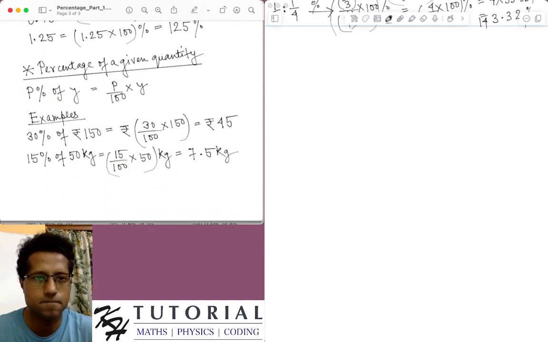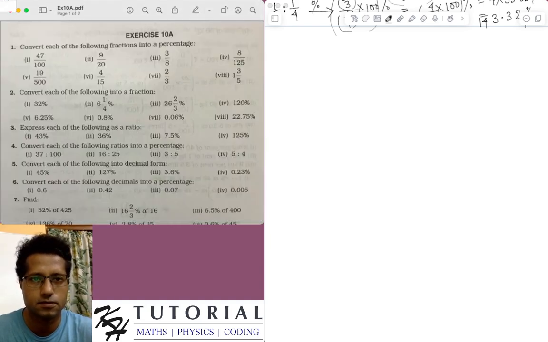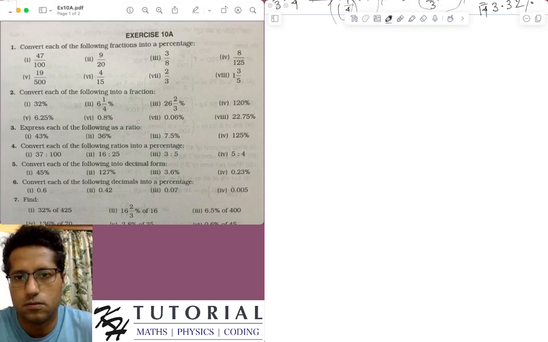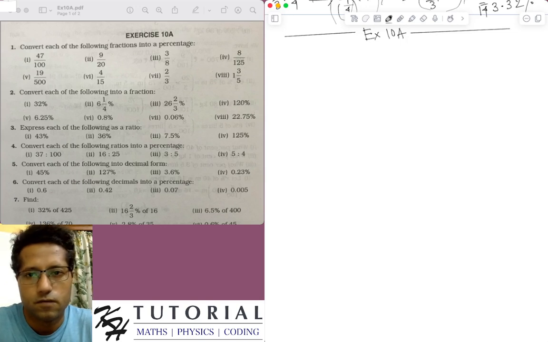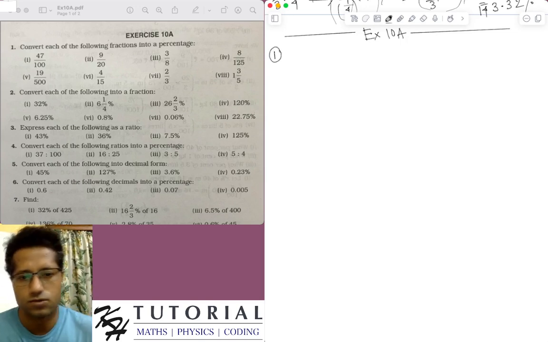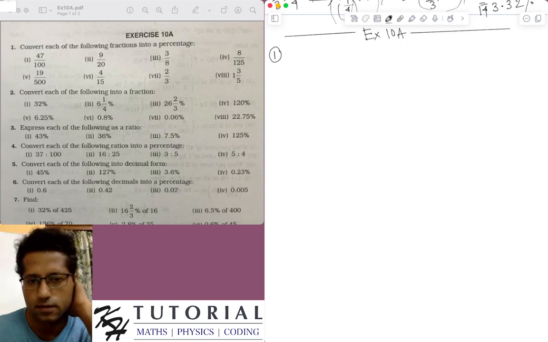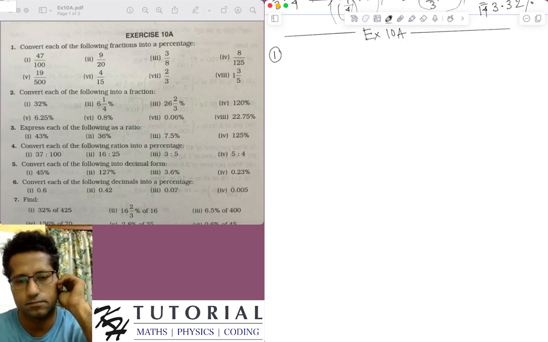Okay, let's solve the problems of exercise 10A. First problem. I'm solving all the problems of the exercise so that you will get an idea of how to apply the concepts in solving a problem.